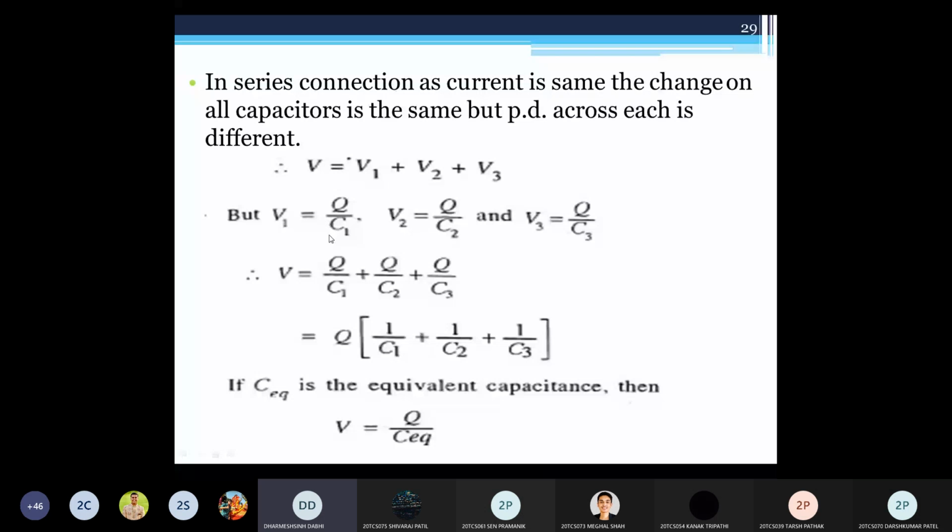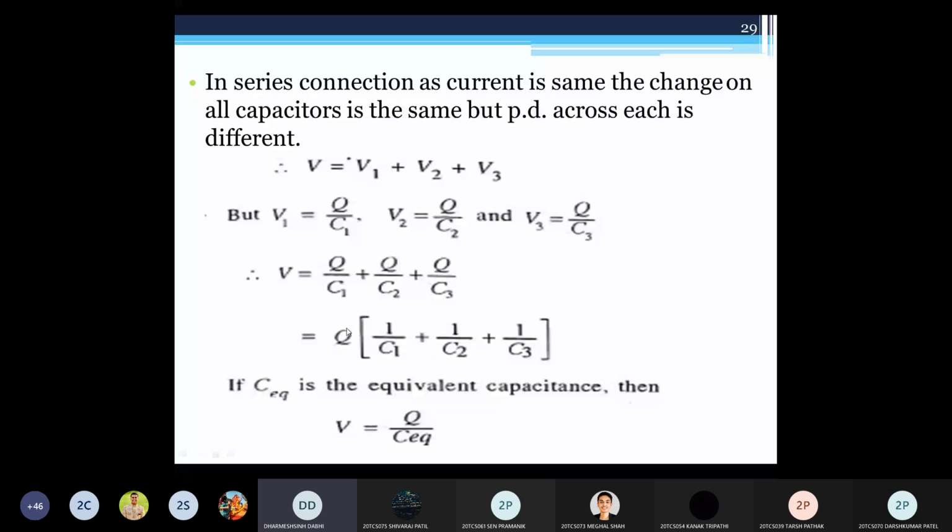Q by V. So from that, we can make the equation of V, it is Q by C. So V1 is Q divided by C1. V2 is Q divided by C2. And V3 is Q divided by C3. Q remains constant. So if you put all these three values in the equation, you get V is equal to Q by C1 plus Q by C2 plus Q by C3.